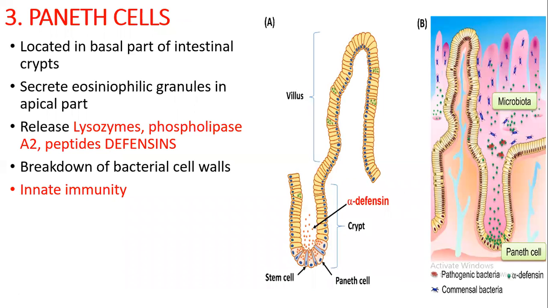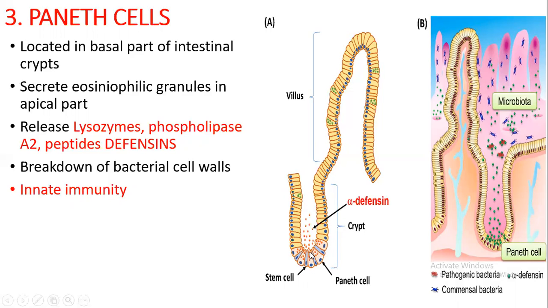Next, you have the Paneth cell. Paneth cells are located in the basal part of the intestinal crypts. So this is the projection, the intestinal villi, and these are the intestinal crypts. And in the basal part of the intestinal crypts, you have these Paneth cells. Paneth cells are basophilic at the base and eosinophilic at the top, because they have eosinophilic granules which they secrete in their apical part.